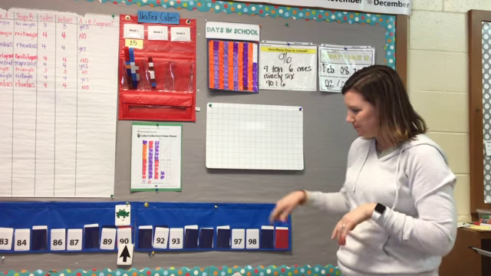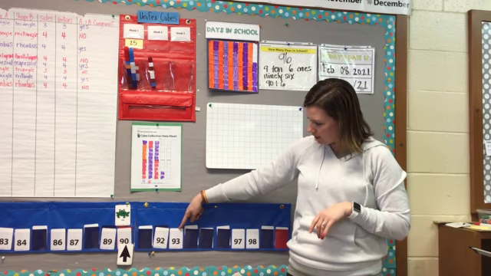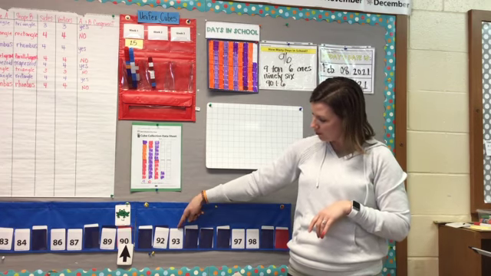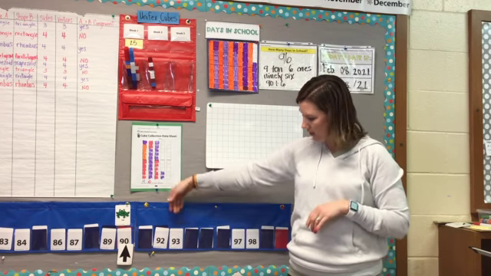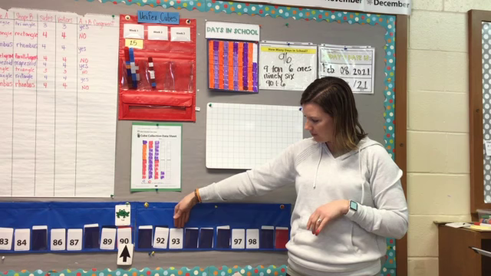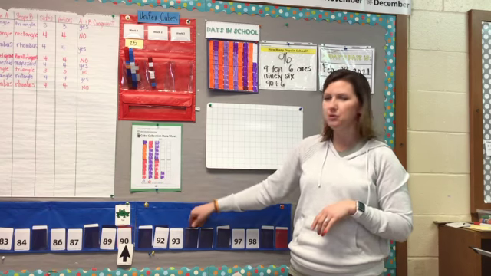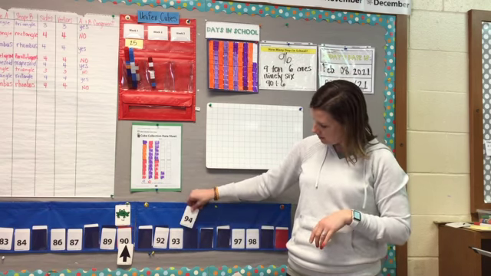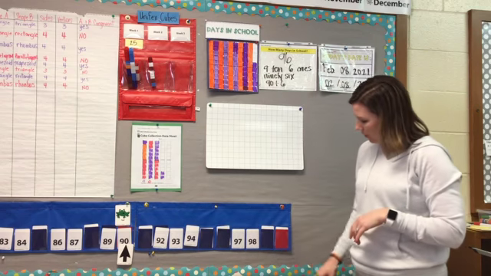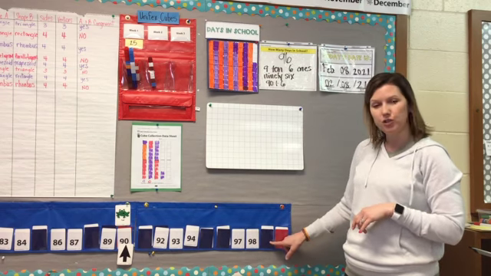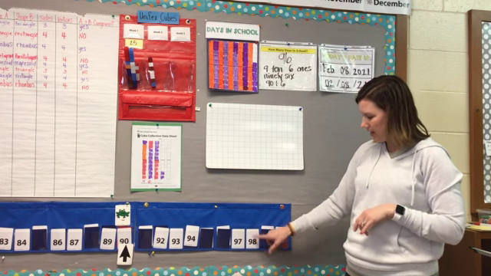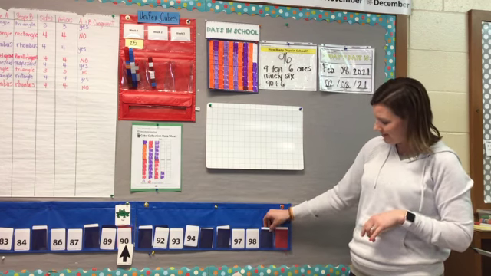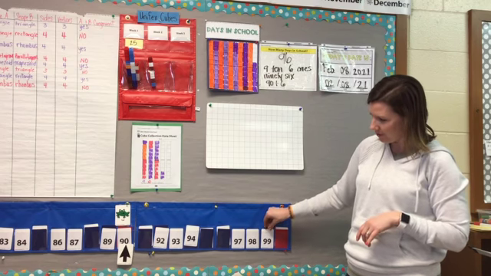So let's take a look at 93. What number would come next? What number comes after 93? 92, 93, 94. What number comes after 98? 97, 98, 99. Good job.